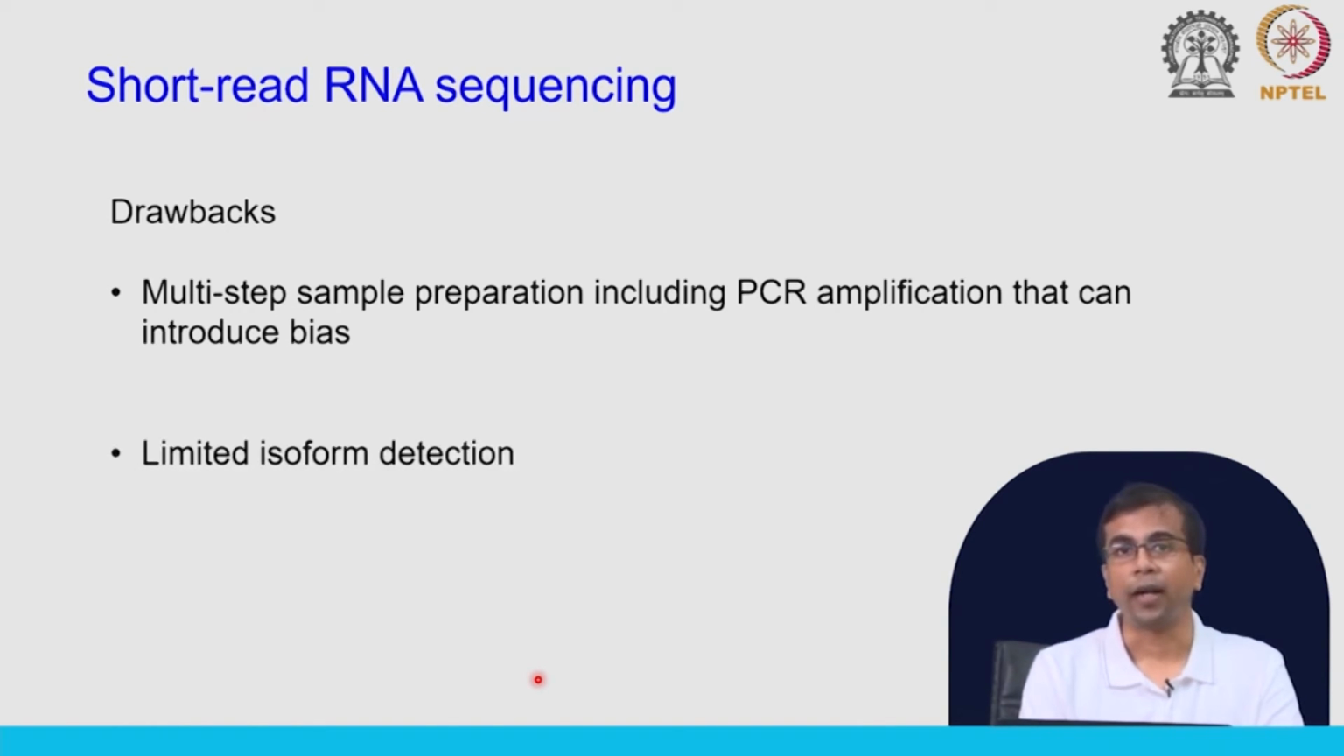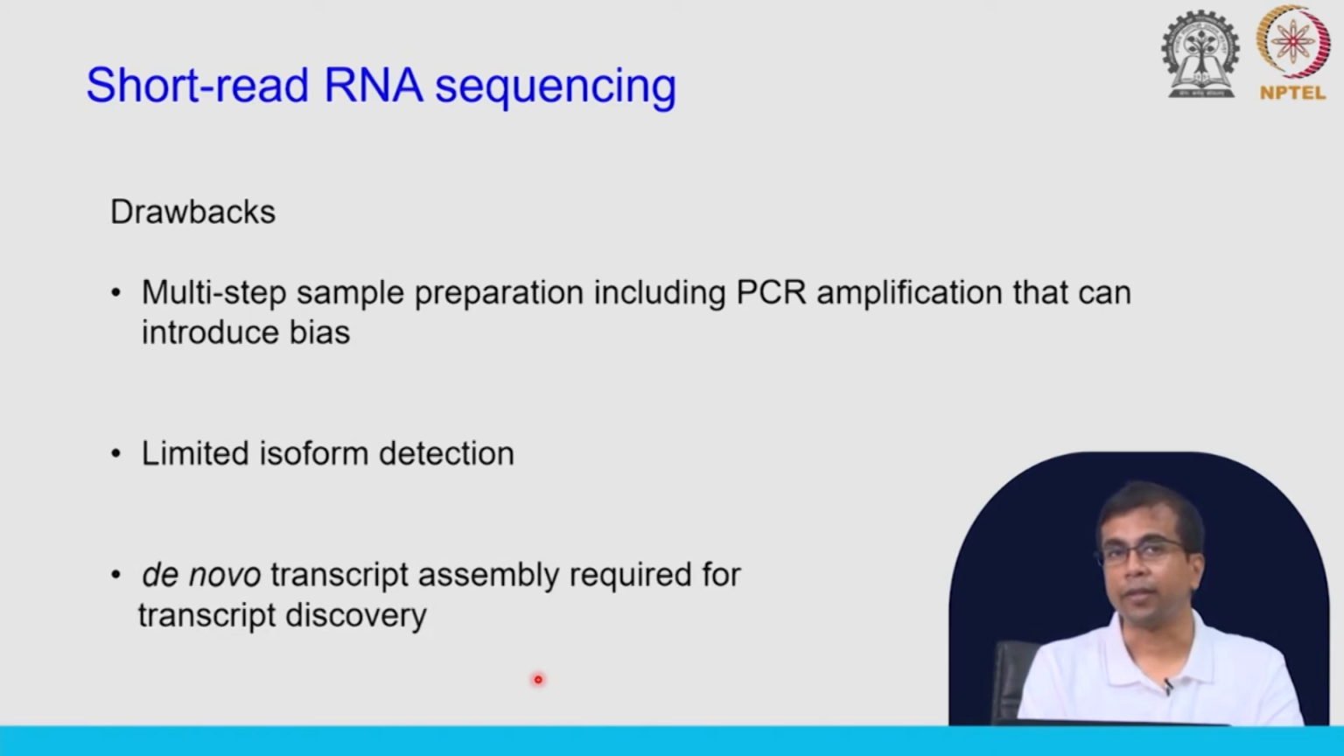Then you also have limited isoform detection. You can imagine, if you have a long gene with multiple exons and you are working with short read data, even with paired end data you will not be able to identify all the isoforms if they are present. For example, alternative initiation sites or alternative splice sites may not be detected in the short read data. And in case you want to discover these isoforms, you may have to do transcript assembly for this transcript discovery. Again, any assembly process becomes computationally more challenging.